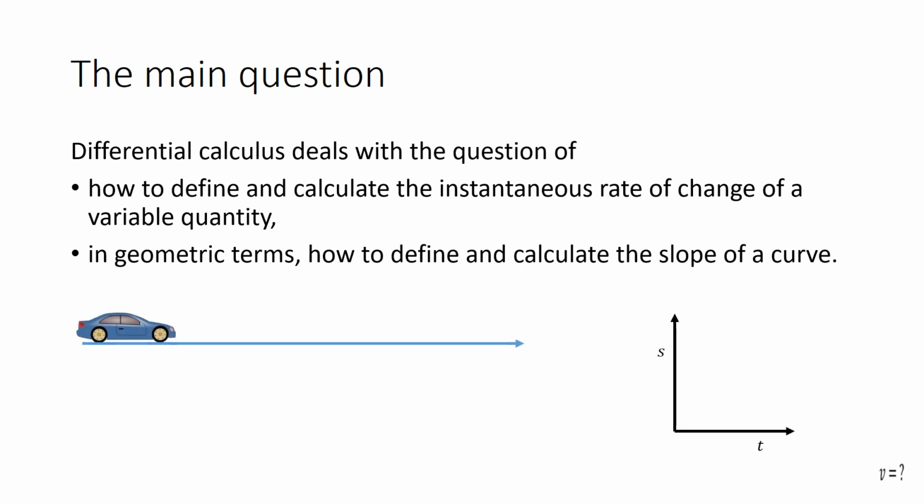In the physical example of an accelerating car, the question is how we can define and calculate the instantaneous velocity of the car at a specific point in time, or how we can define and calculate the slope of the curve at a given point in the position versus time graph. A straight line that touches the curve and has the same slope as the curve is called a tangent. Therefore, the question of the slope of a curve is also called the tangent problem.